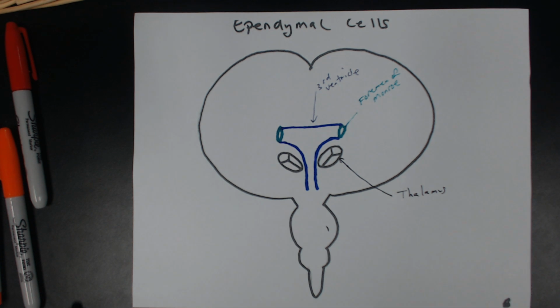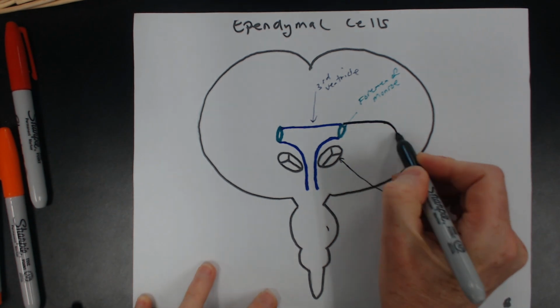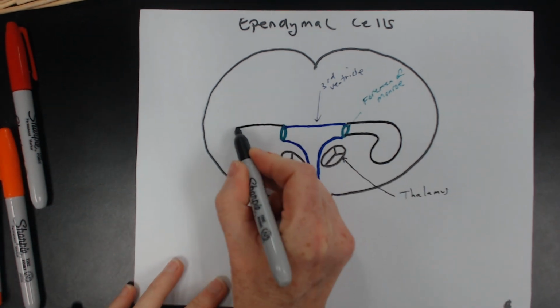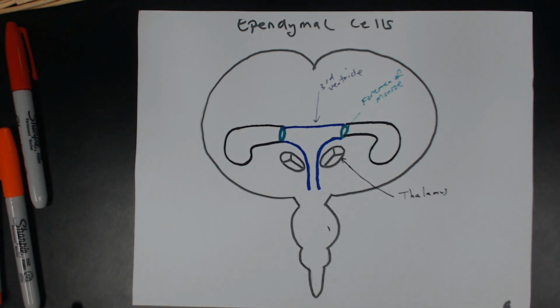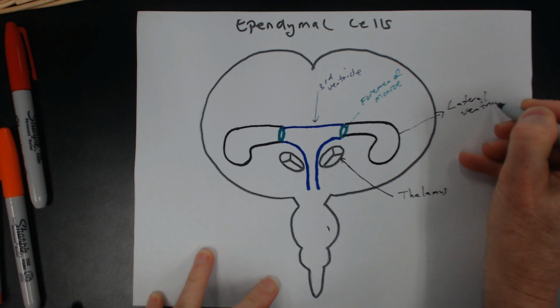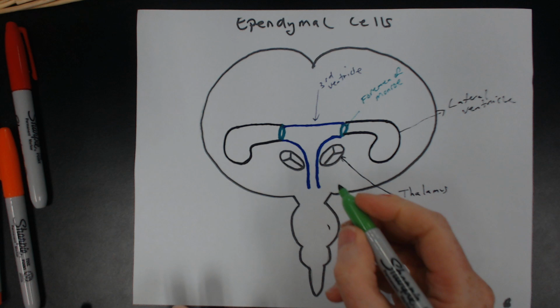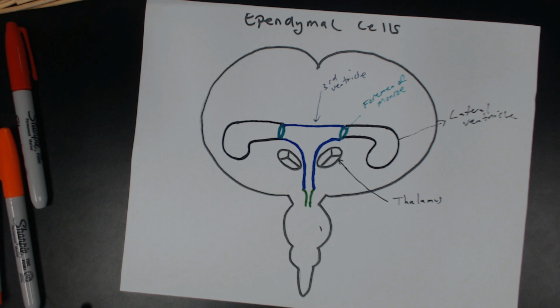Out of your third ventricle, connecting through the foramen of Monroe, is going to be your lateral ventricle. Two lateral ventricles here coming out. And does anyone remember the name of the ventricular system that goes through the midbrain? Yeah, that's your cerebral aqueduct.